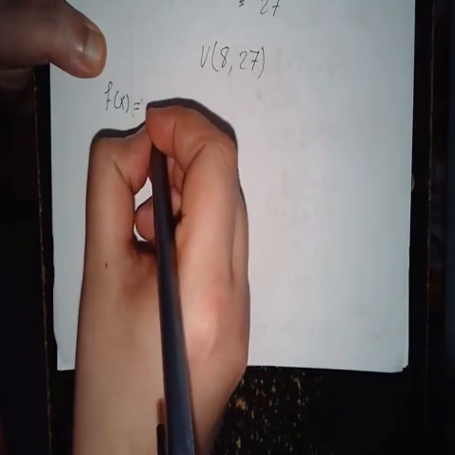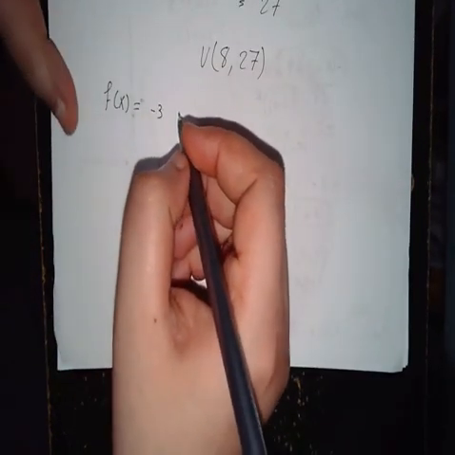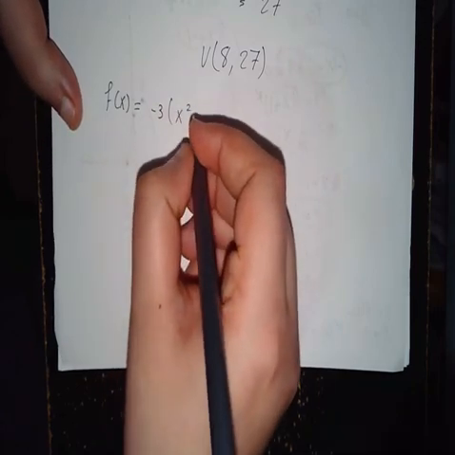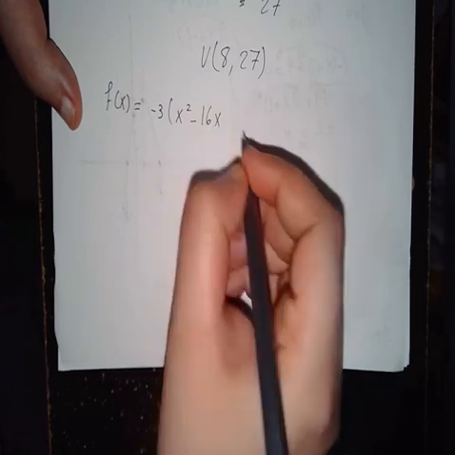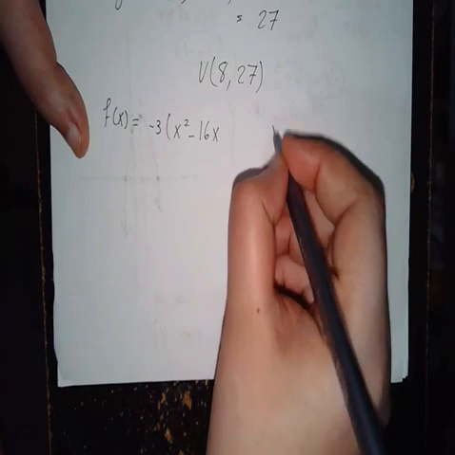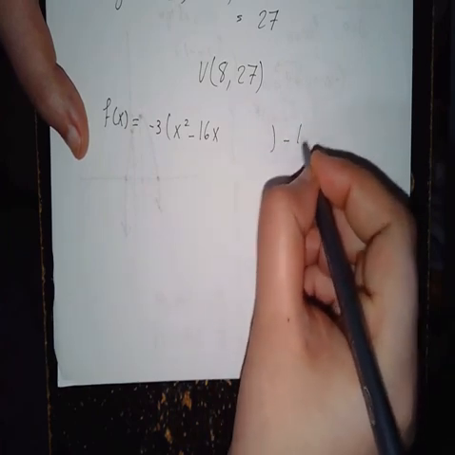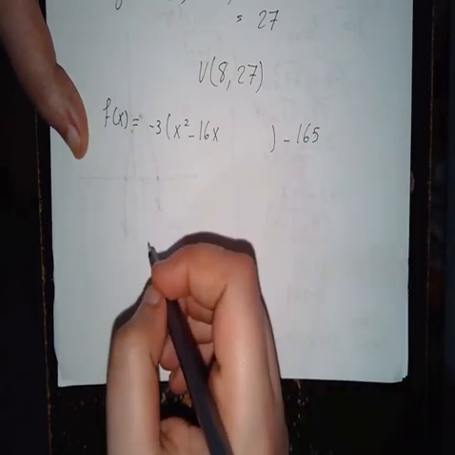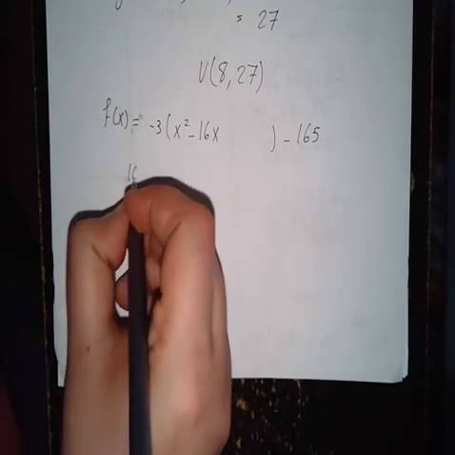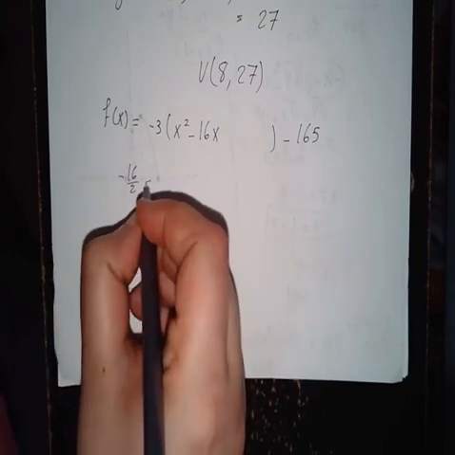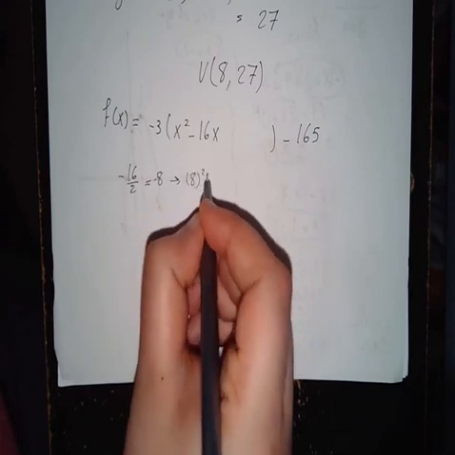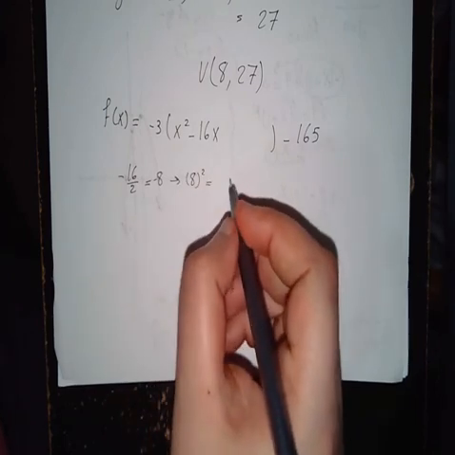Alright, so we have negative 3 taken as a common factor, and then you get x squared minus 16x, because 48 divided by 3 gives you 16. I'm leaving space, and then I'm subtracting the 165. Now, 16 divided by 2 is 8. Grab the negative with it. Negative 8. And once you square that, that gives you 64.